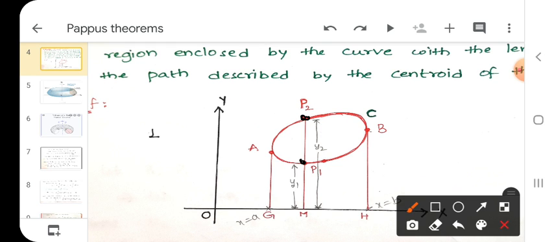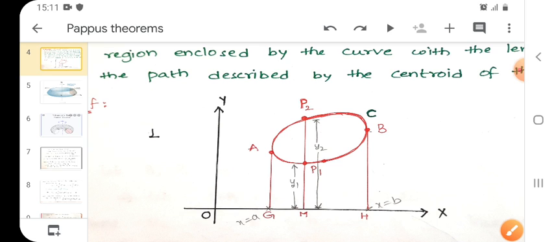M is the foot on the x-axis, and the distance from M to P1 is y1, because this is also parallel to the y-axis. So I take this distance as y1. And the distance MP2 is y2. So MP1 is y1 and MP2 is y2. This is the line x equals a, this is the line x equals b, and this is our closed curve revolving about the x-axis.